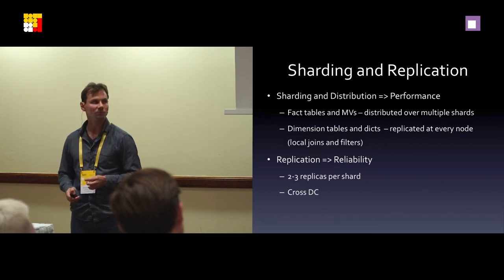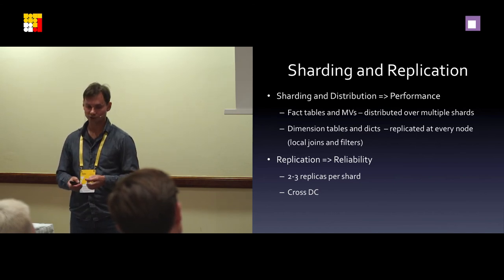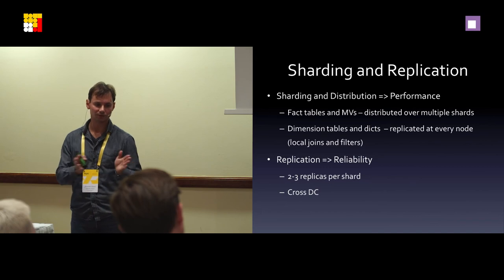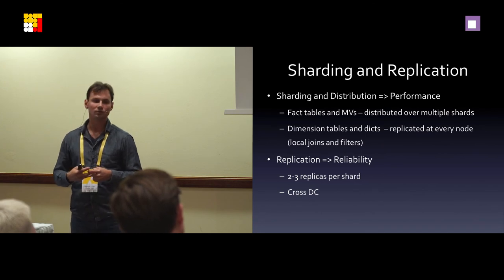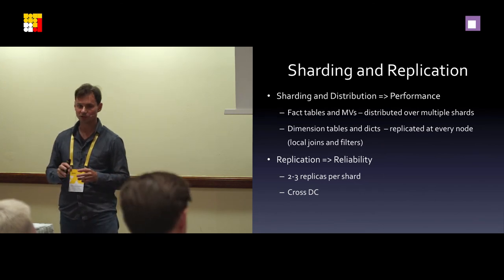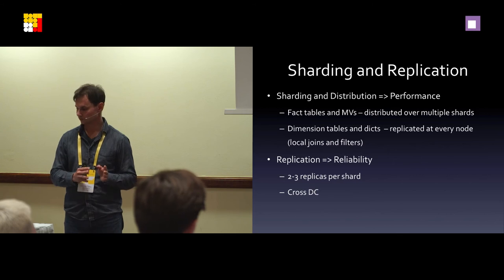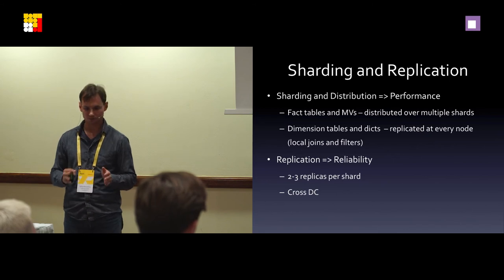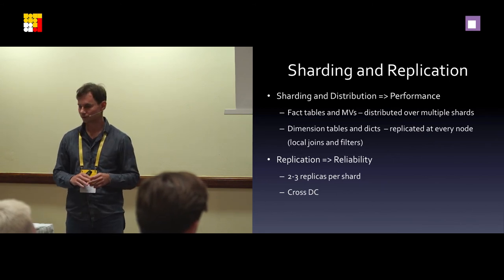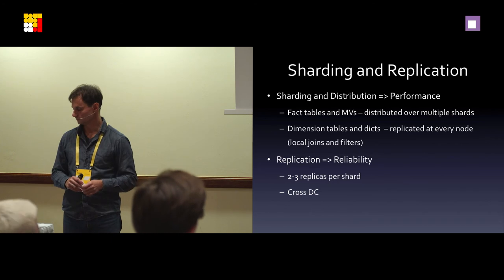Sharding and replication are key to performance and reliability. Sharding and distribution give you performance. What is sharding? Sharding is when you partition your data into small chunks placed on different servers and access it in a distributed way. So usually you want to do it for big tables, like fact tables and materialized views, but dimension tables or dictionaries should be local and replicated to every node. So every node should have the same copy of this data in order for joins and where conditions using this data to work efficiently on the nodes without having to go to the distributed table level.